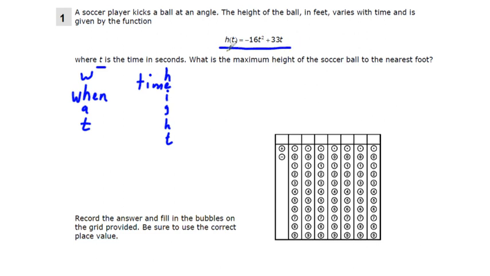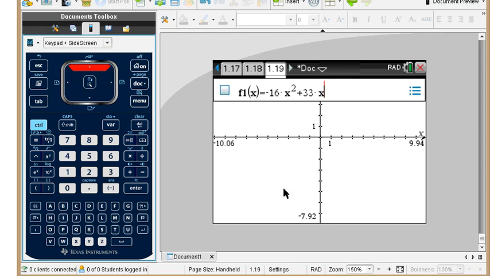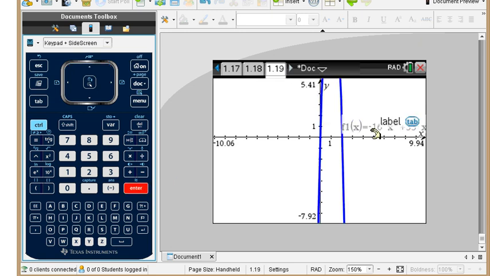What I've done is I've previously entered a lot of these functions in the calculator, so I'm going to go to this one right here, and here's the one that's typed in. You have x instead of t. Press enter, and this is what we're looking like. We're trying to find the maximum height, and there are different ways to do it.